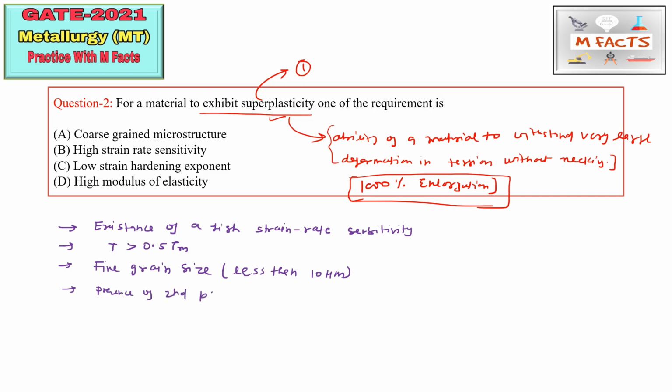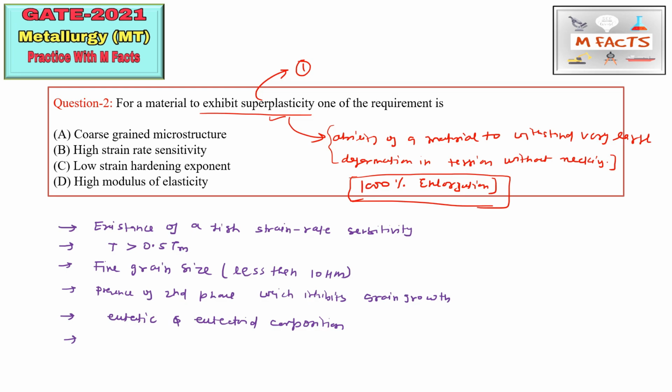The next requirement is the presence of a second phase which inhibits grain growth. Most superplastic alloys are of eutectic or eutectoid composition. These are the points which you should remember for the superplasticity mechanism.